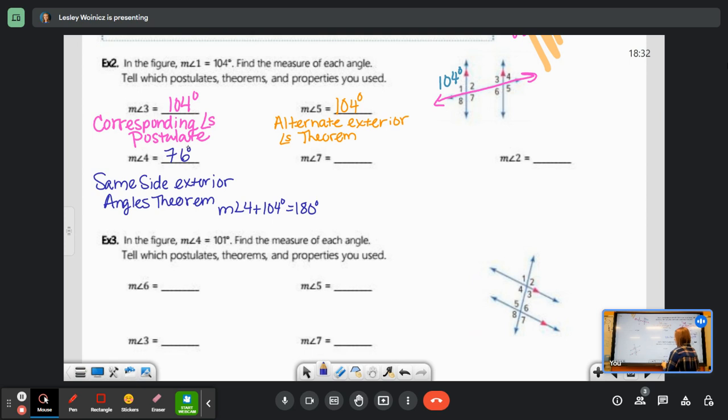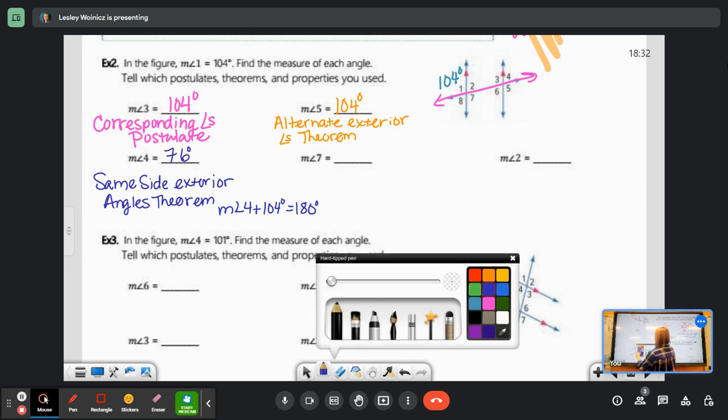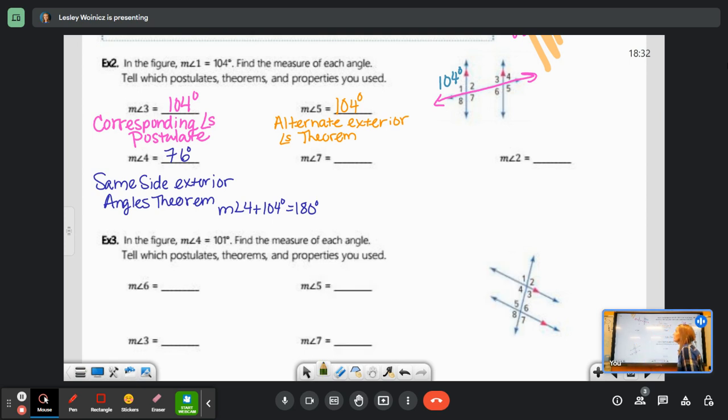Okay, that one was kind of a lot. This one's better. Angle 7. Look at that. It's right opposite. Okay, those are vertical angles. And we know, thanks to the vertical angles theorem, that vertical angles are congruent. So their measures are the same. 104. Bam.